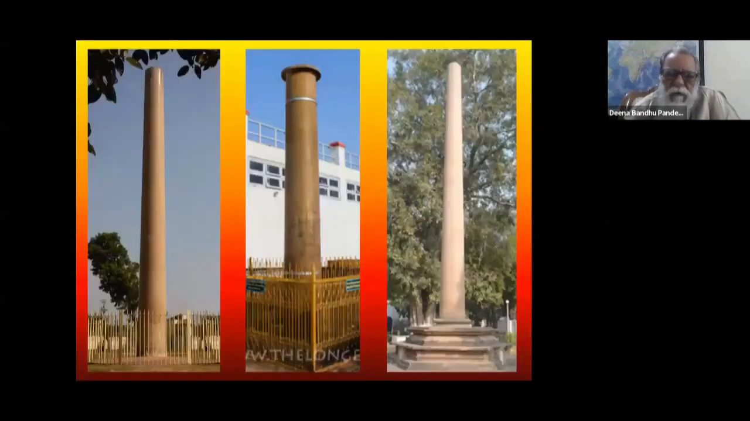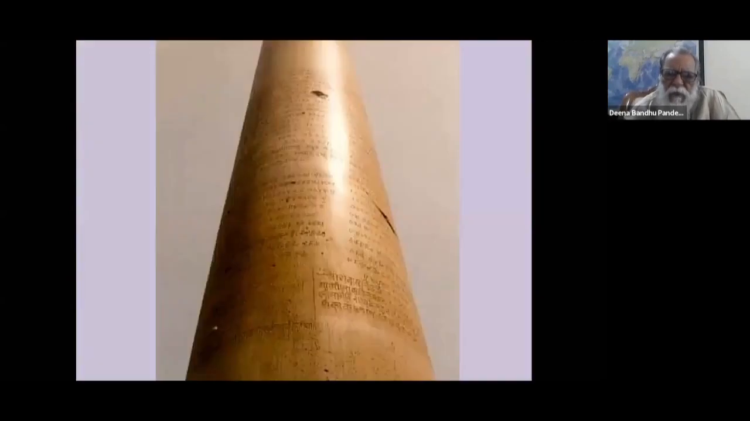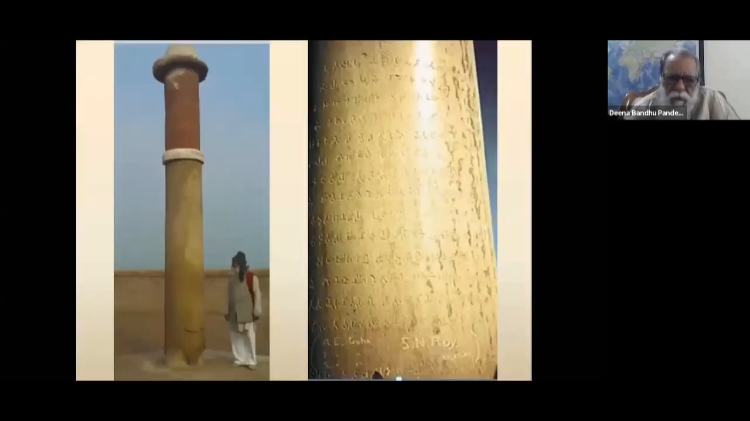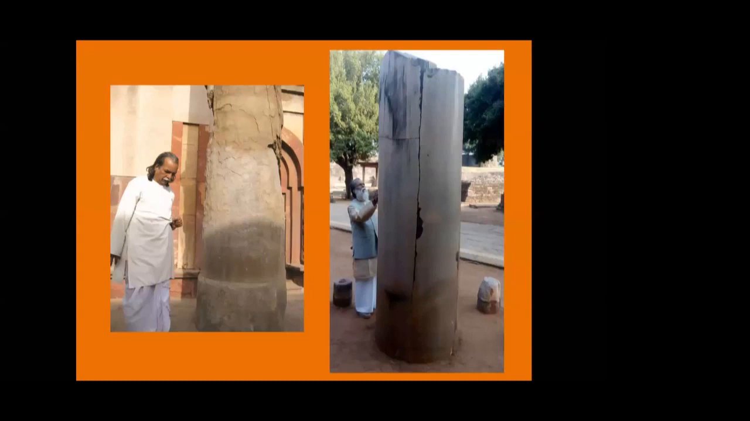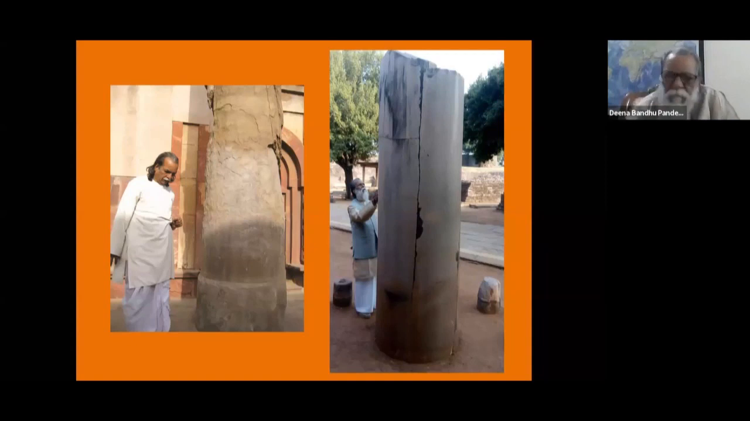So a few more examples. These are the pillars. This is from Delhi. This is from the left side from Hisar, Fatehabad. And this is the Hisar pillar. The upper part is with Lashkar. And the right side to me is the Sanchi pillar.